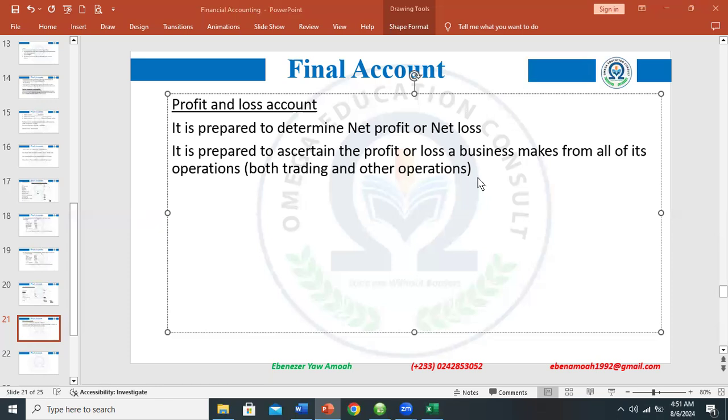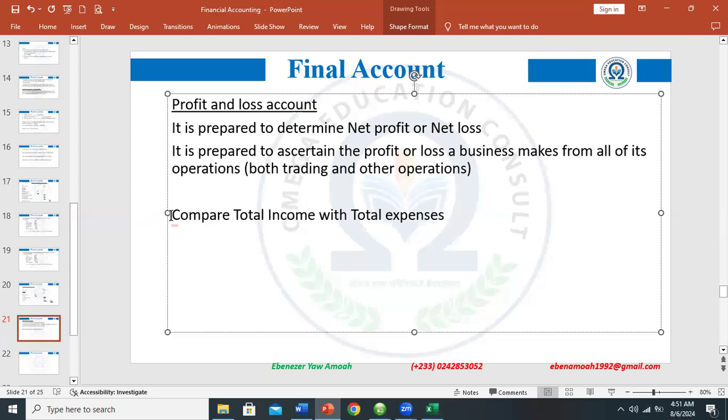Okay, so in the profit and loss account, basically we compare total income with total expenses. So in the profit and loss account, you are matching your total income with your total expenses. Okay, so if the income is more than the expenses, then you get a net profit. If it is the opposite, you get a net loss.